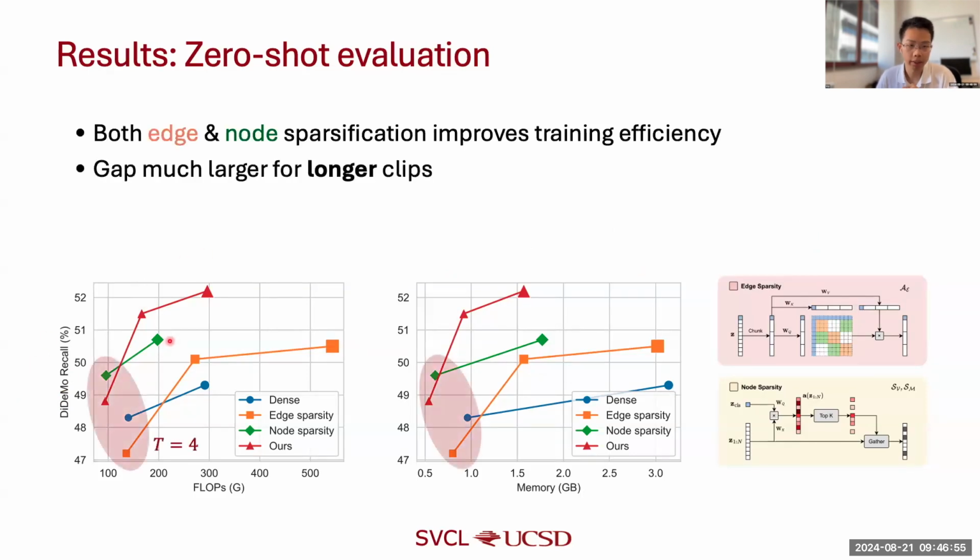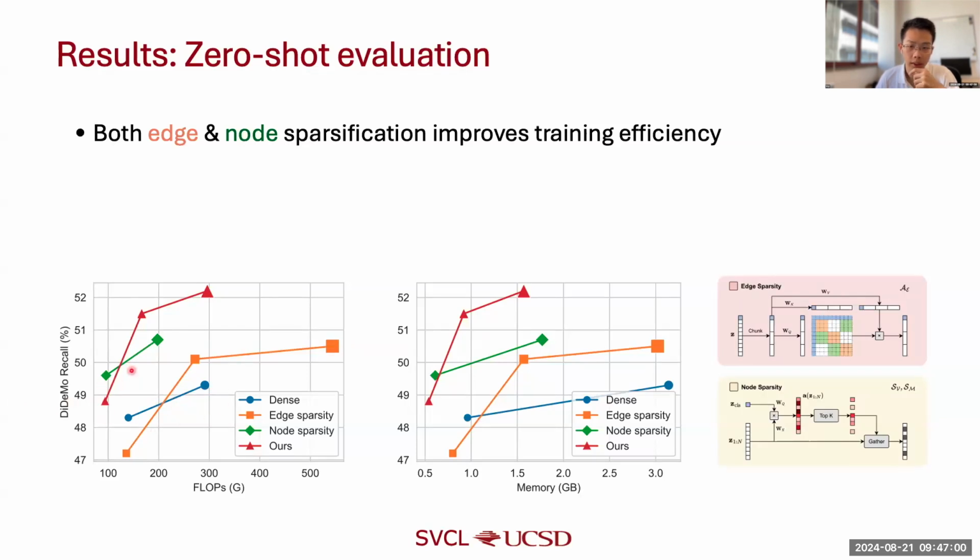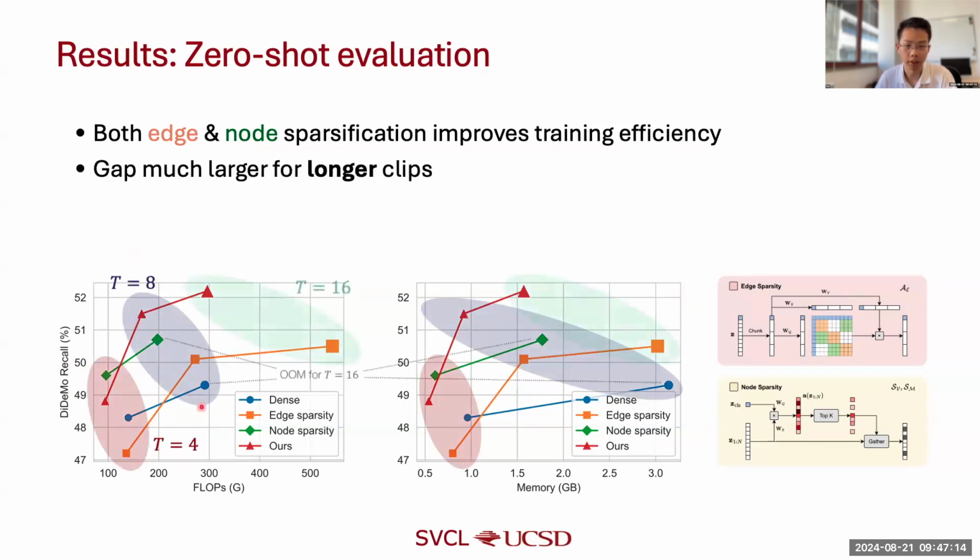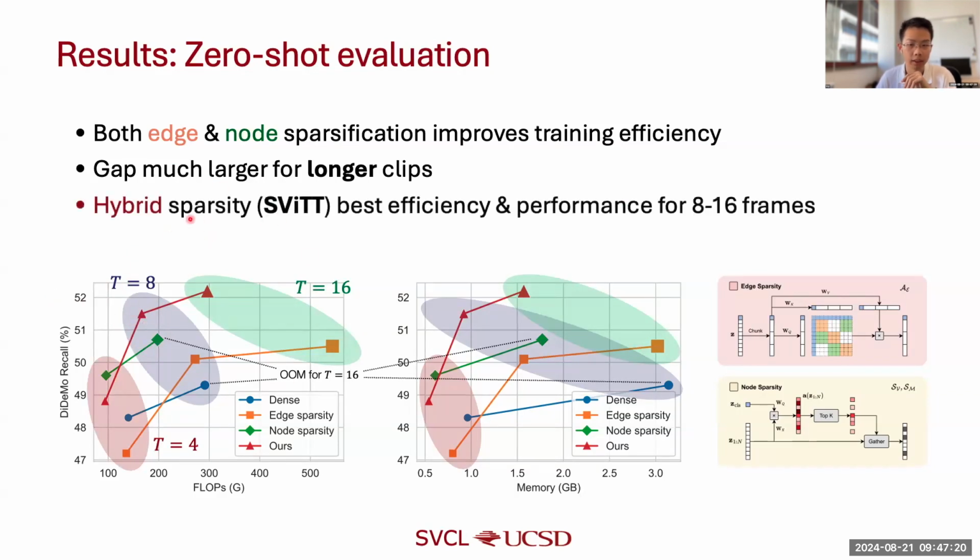We find that compared to the dense transformer, which is blue, edge and node sparsification in orange and green both reduce computation costs and memory costs without sacrificing downstream performance significantly. The difference is particularly large for longer clips, such as T equals 8 or 16 frames. And our model, by combining both forms of sparsity, achieves the best trade-off between efficiency and performance.